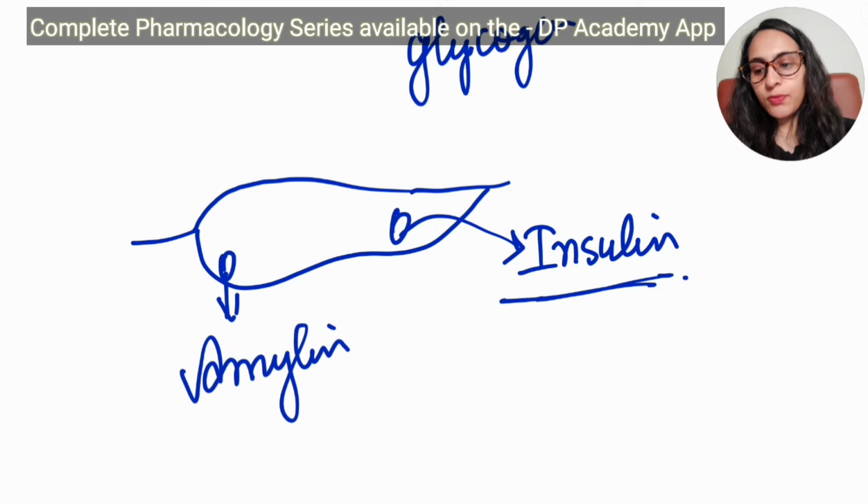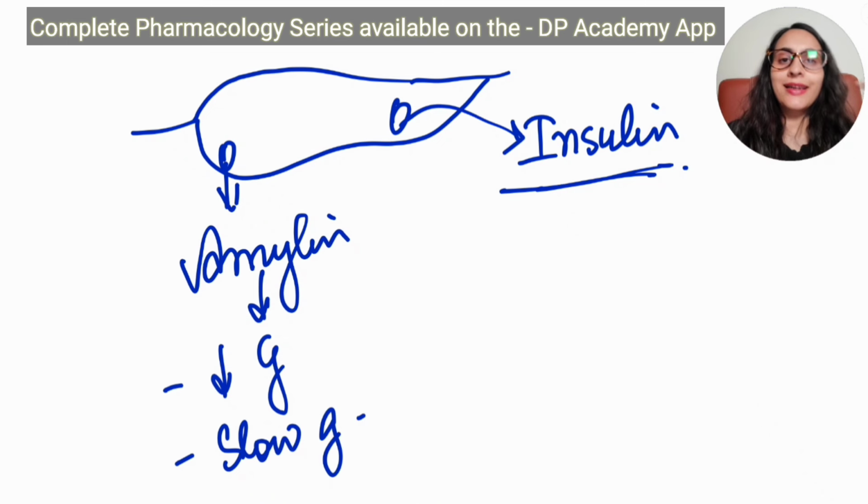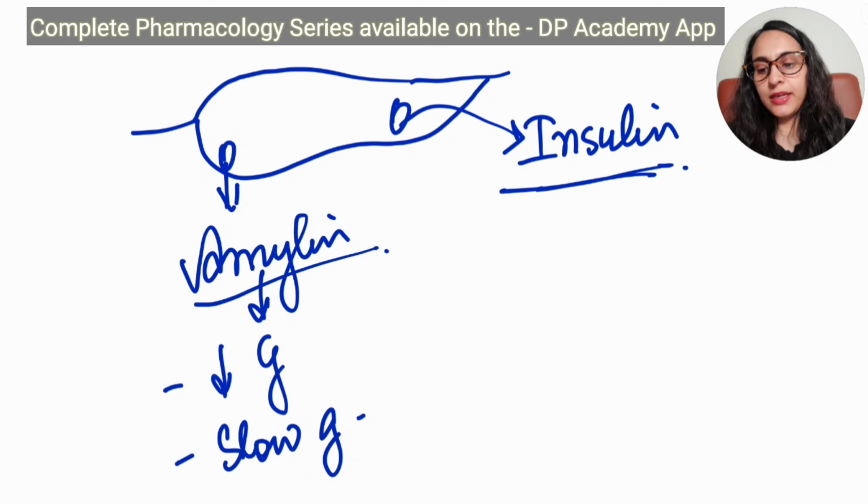Amylin is also released from the pancreas and it decreases the glucagon. It also slows down the gastric emptying, and it gives us a meal-ending satiety. That means the feeling of having a fulfilled meal, that our stomach is full. That feeling is what we get with the help of amylin.